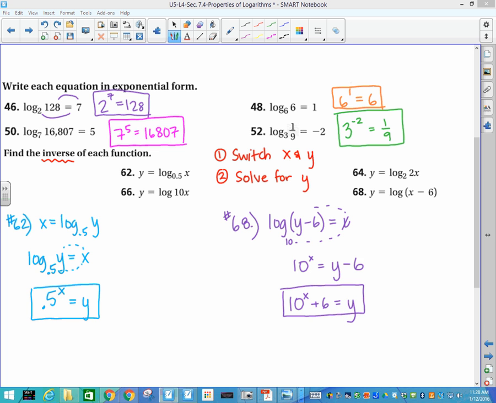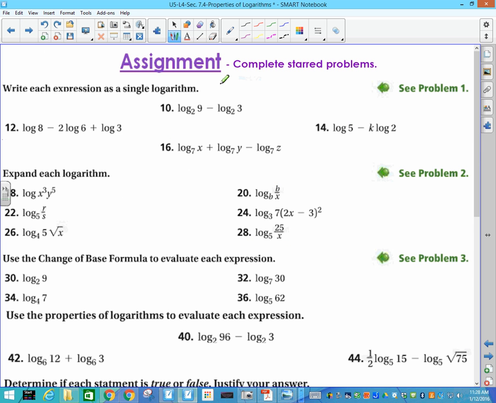Okay, let's look at the next set of problems that we have. Write each expression as a single logarithm. So I'm trying to bring it back together to one log. When I look at that, this is a log minus a log, and I bring those together with division. So this is the log base 2 of 9 over 3. And 9 divided by 3 is 3, so it's just going to become the log base 2 of 3, and that's all it is. Okay, let's look at 12.